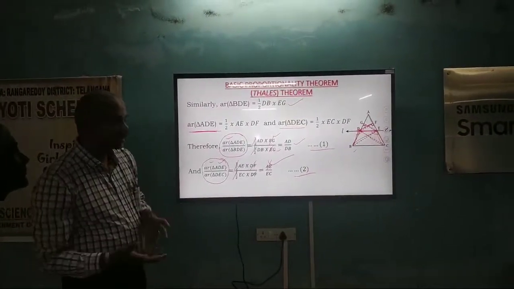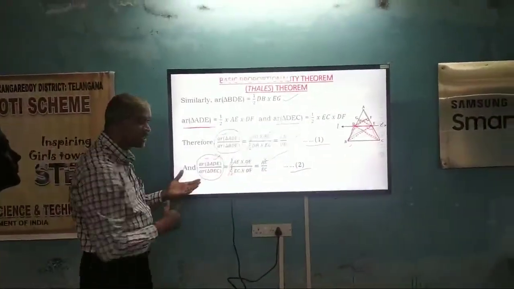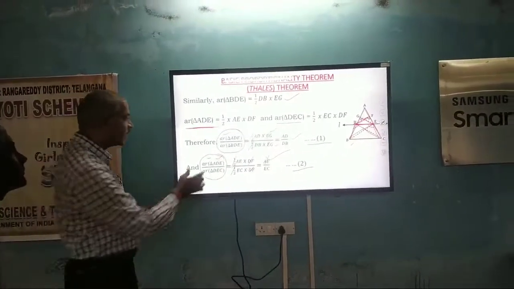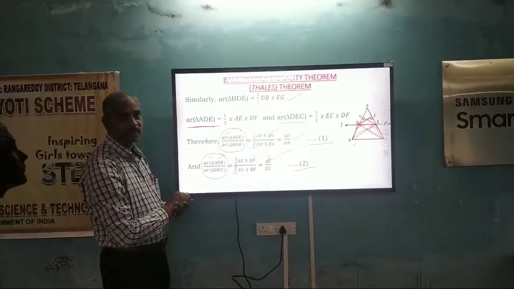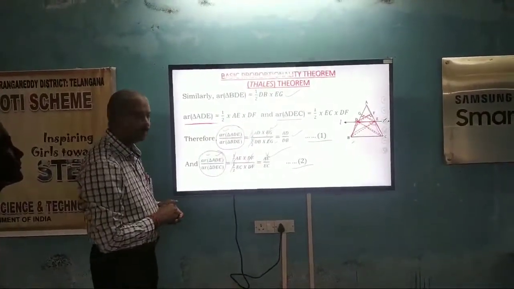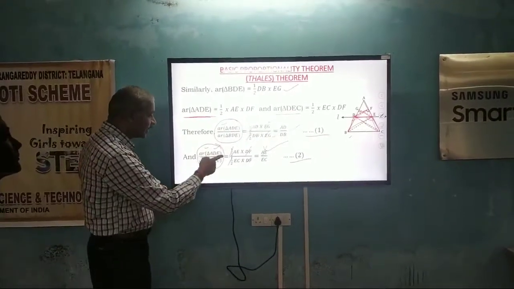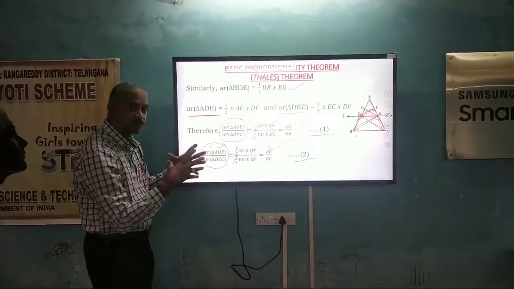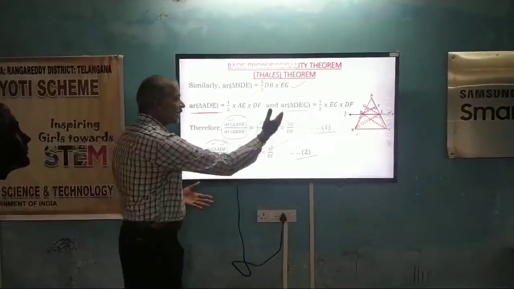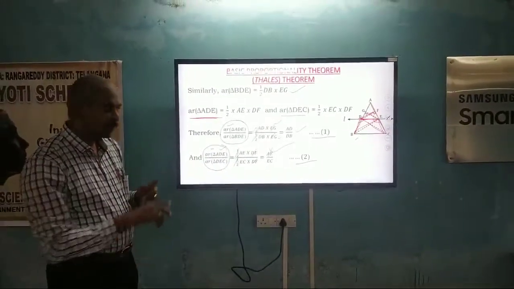These two numerators are equal. Now let us find whether the denominators are equal or not. If the denominators are equal, then this entire ratio, area of ADE by area of BDE, and area of ADE by area of DEC, these two will be equal. When these two ratios are equal, then AD by DB is equal to AE by EC. Our theorem is over. We will go to the next one.